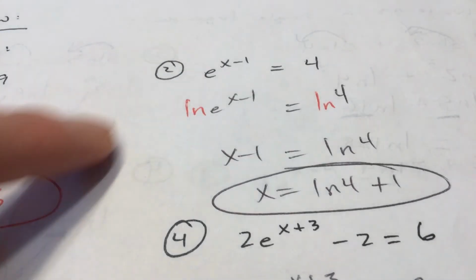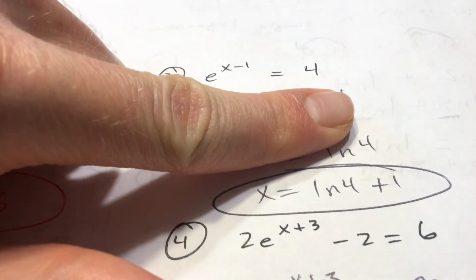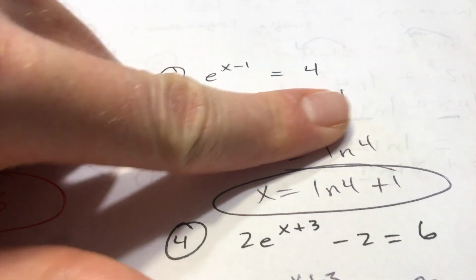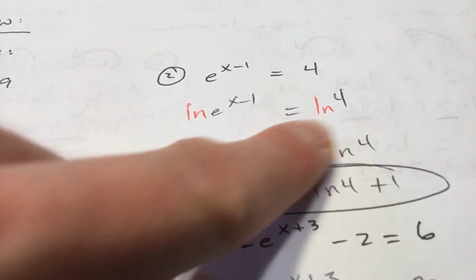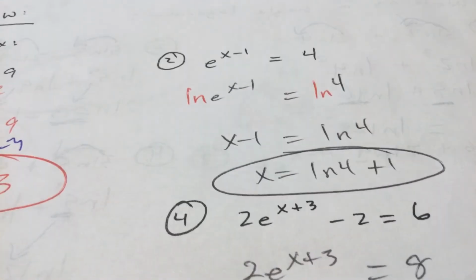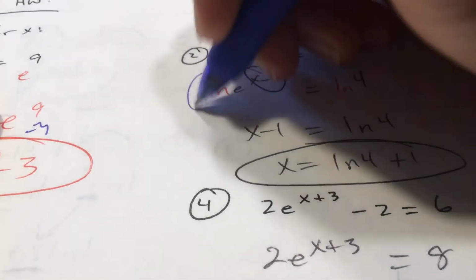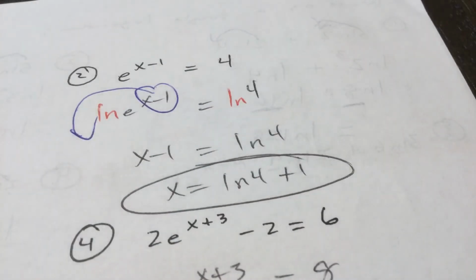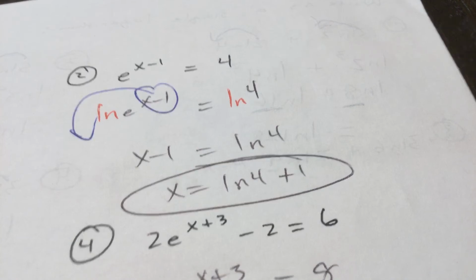All right, what do I have in number 2? In number 2, I have e. How do I get rid of e? I attach natural log to both sides. When I attach natural log to both sides, that exponent comes on down. X minus 1 equals natural log 4. Add 1 to both sides. Natural log 4 plus 1.